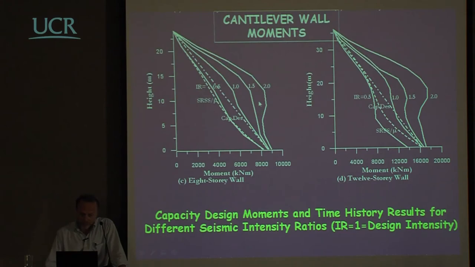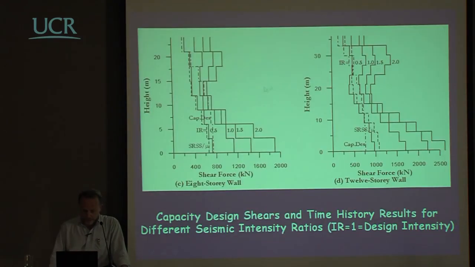But it changes very significantly in the sense that you can have a very large bending moment demand at upper stories. And this is the case of the 8-story wall, this is the case of the 12-story wall, and you again see this one case is the one with a peak ground acceleration equal to the design peak ground acceleration, and this is what you obtain if you go for 2 times that level in the nonlinear analysis.